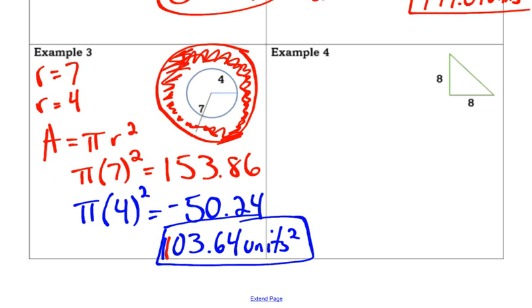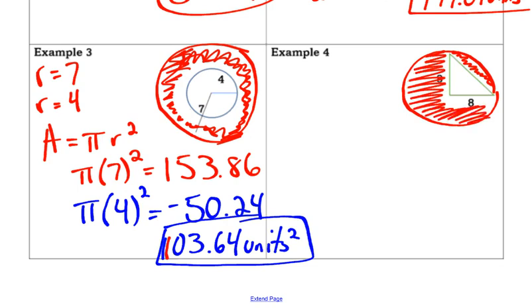One more that also didn't print out correctly. With the circle going around that triangle, the circle is shaded except for the triangle, which means I'm going to find the whole area of the circle, and then take away the part that I don't want to include, which is that triangle.